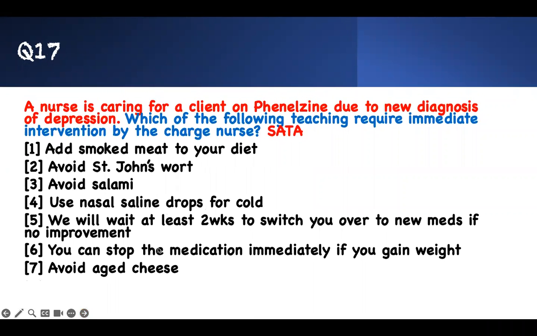Question 70. Select or apply. The same thing. And this is caring for a client on phenelzine. We saw something similar before. What do you think? It's not the same. You have to remember this medication. Phenelzine, due to new diagnosis of depression. Remember, I've given you that this is for depression. The other one was for what? Antipsychotic. So in pharmacology, they have to give you some idea what the medication is for, or you have to recognize it. Which of the following teaching require immediate intervention by the charge nurse? Select or apply. So break it down.